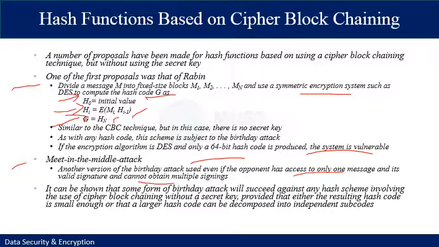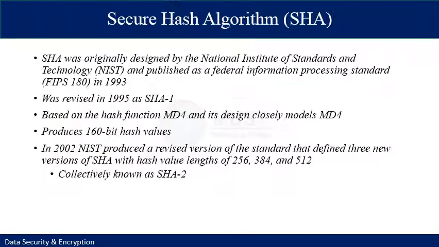It can be shown that some form of birthday attack will succeed against any hash scheme involving the use of cipher block chaining without a secret key, provided that either the resulting hash code is small enough or the larger hash code can be decomposed into independent subcodes. Therefore, attention has been directed at finding other approaches to hashing, and many of these have also shown other weaknesses.